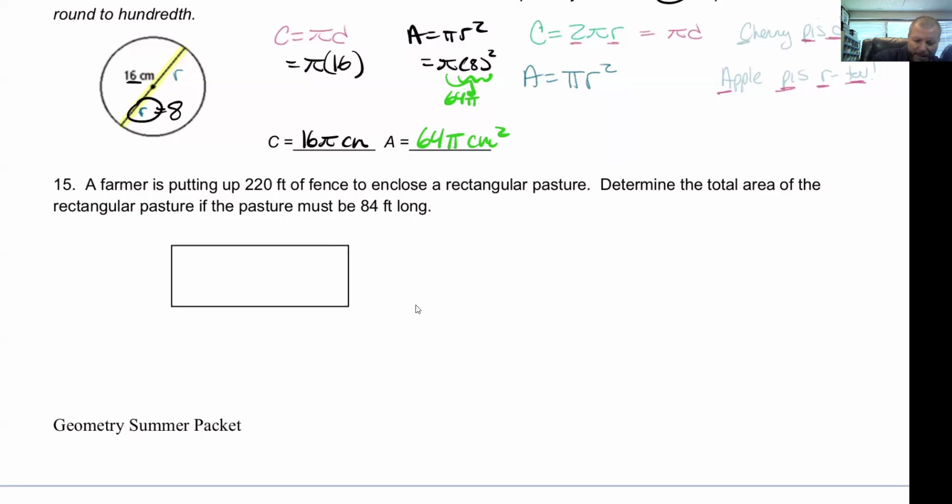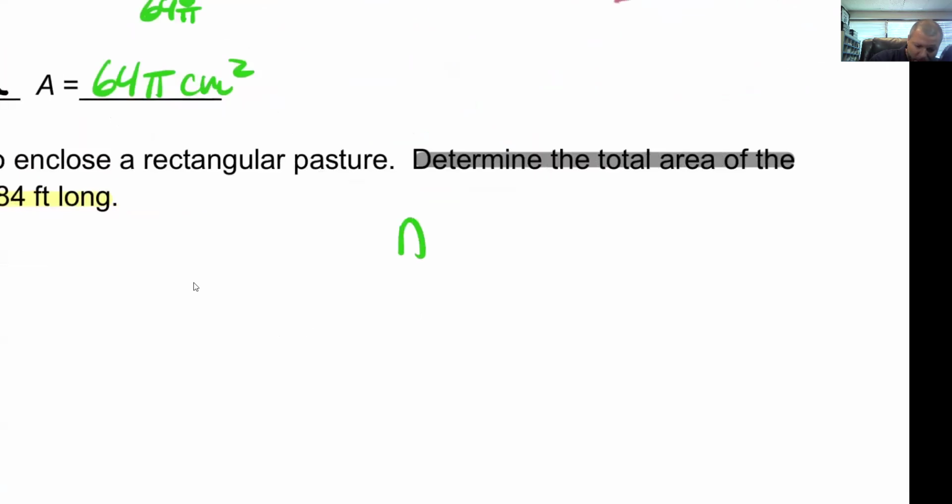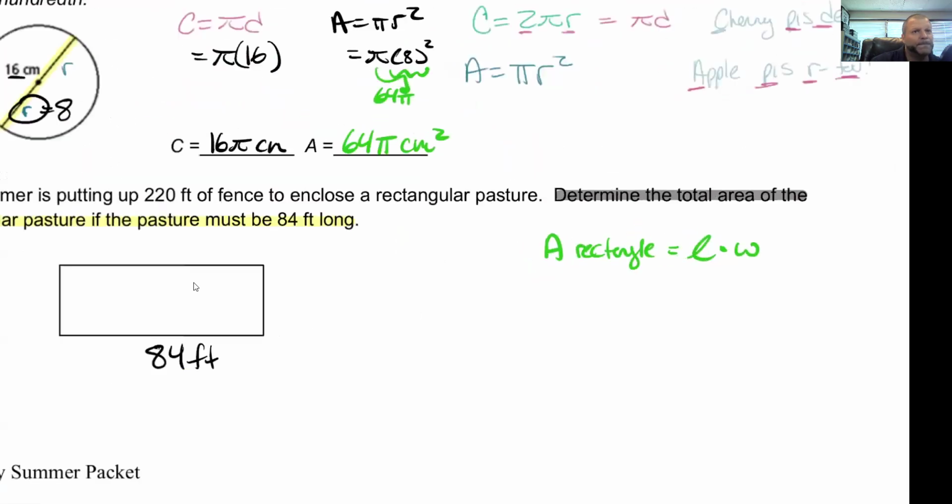So we know a couple of pieces of information. The first is that it must be 84 feet long. So this is going to be 84 feet. The goal of the question is to determine the total area that this takes up. So knowing where we want to get to is one of the most important things in problem solving. I want to find the area of a rectangle. So I know that the area of a rectangle is length times width.